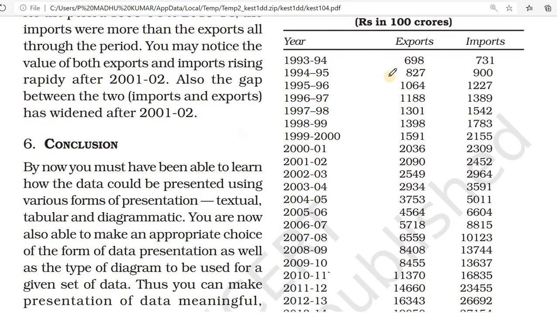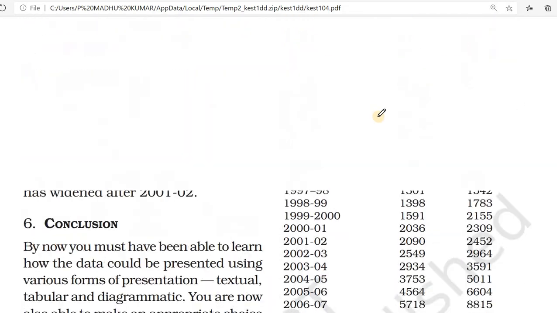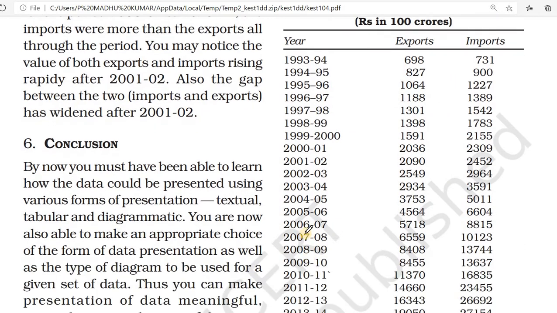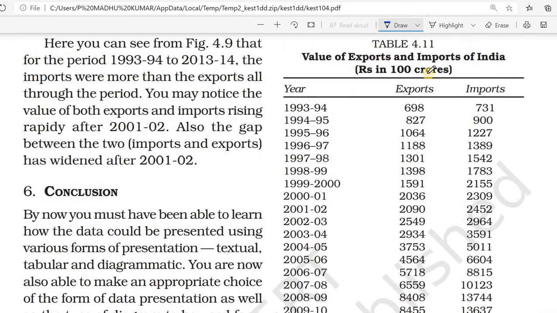Here some values are there. Export and imports from 1993 to 2013-14. This is the export and this is the import.